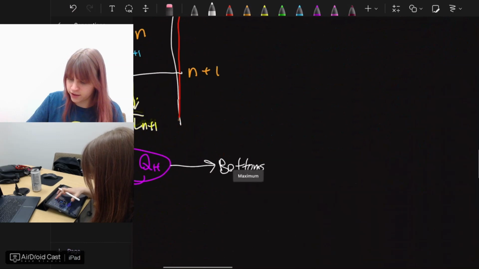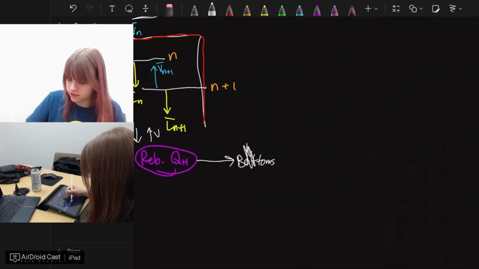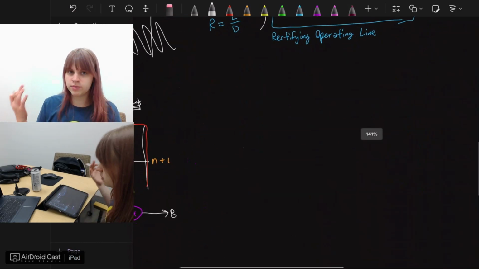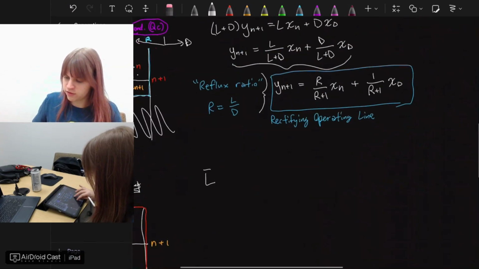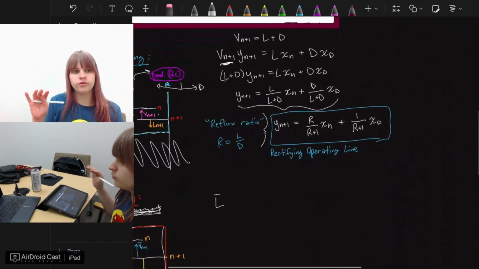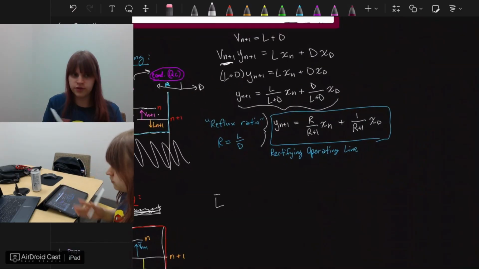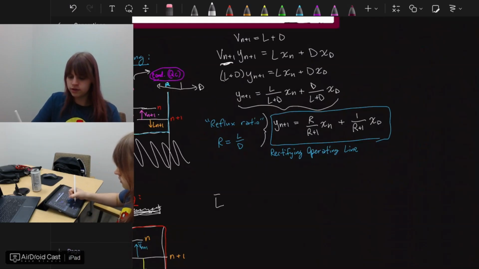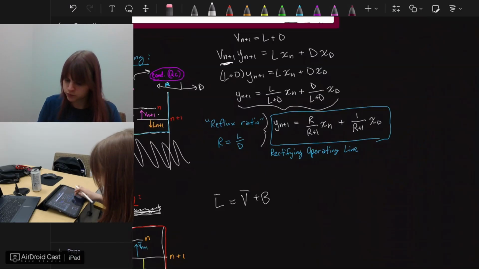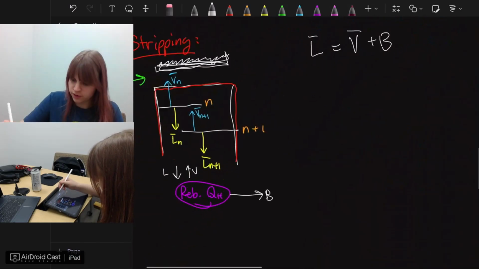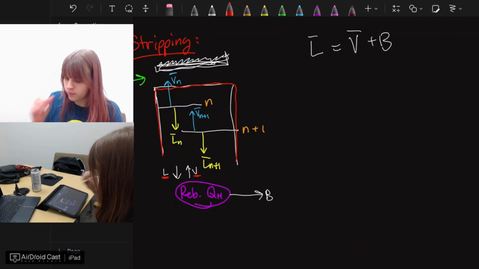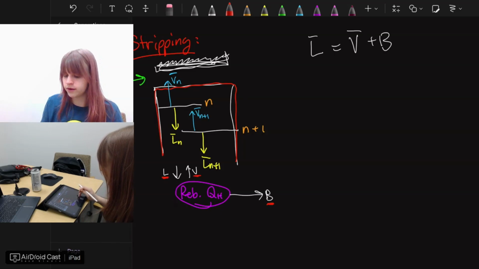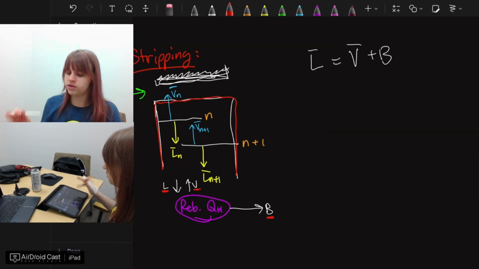I'll just label that as B to be consistent with what I did above. And now we're basically doing a really similar thing. We know that L, as we said up here, L plus D is equal to Vn plus 1. This is very similar. We're saying that the liquid is equal to the vapor plus the bottoms. So this liquid here is equal to the vapor exiting the reboiler plus the bottoms leaving the reboiler. That's just a material balance.